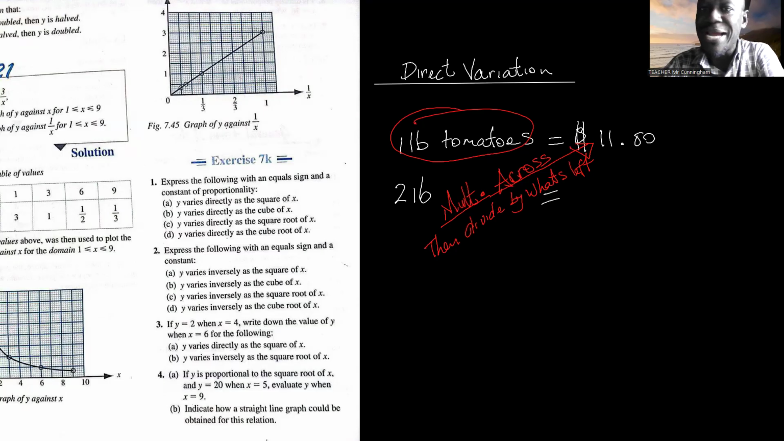We are looking at direct and indirect variation. We're going to start with direct variation. We'll finish with indirect next class, and then we do the past paper questions.